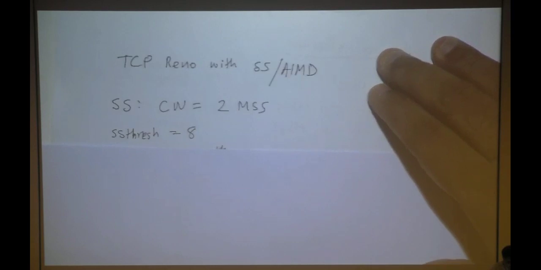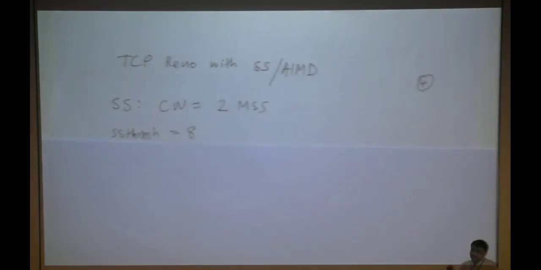Now, SS thresh is the window size to which I'm going to use slow start to get to. And then from that point, I'm going to transition to AIMD. Remember, you can think of the slow start threshold this way. When you first start a connection, you slow start until you break the network, meaning you get a timeout.